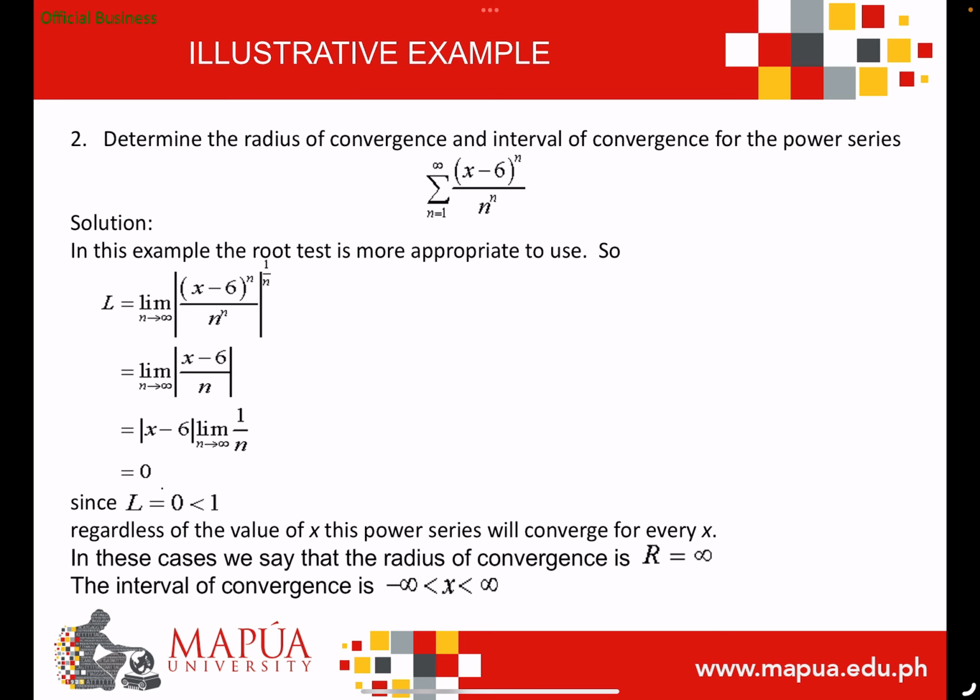Let's determine the radius of convergence and interval of convergence for the power series (x - 6)^n over n^n. For this one, since both terms are expressed as a power of n, both numerator and denominator, we can rewrite it as ((x - 6)/n)^n. So we can now apply the root test.